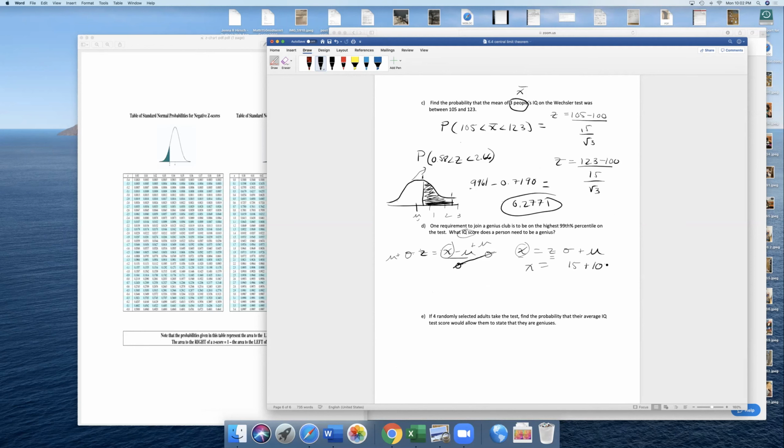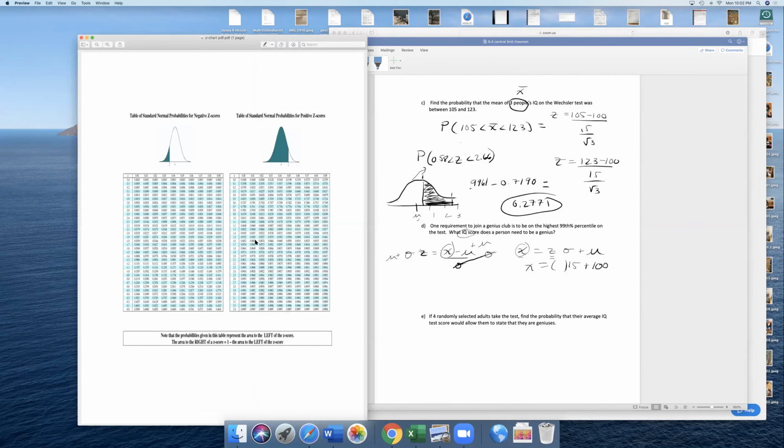Now we're concerned with what our z-value is that's associated with that. If we want to be in the 99th percentile, I am going to look for the closest z-value that I can find to the 99th percentile. Sorry about that, let me try to click on it one more time. So 0.9900, it's as close as we can get.